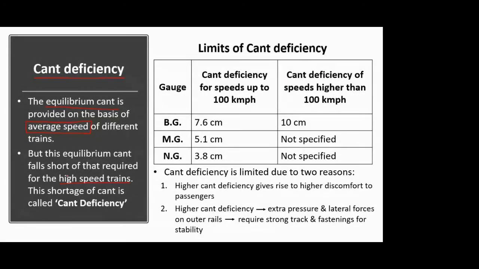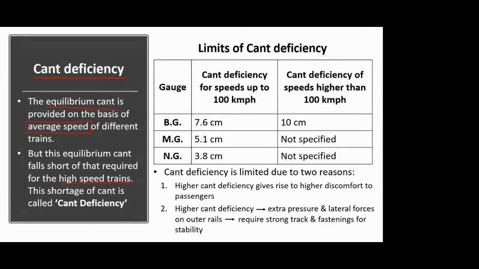Cant deficiency comes into the picture if you have high speed trains on your track and you have provided the super elevation according to equilibrium Cant. We can't do much about that, but what we can do is restrict this deficiency, that is, how much deficient your Cant can be.